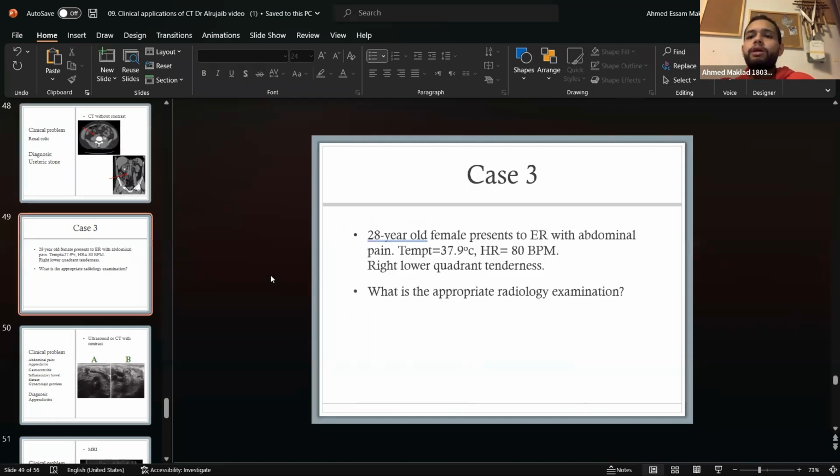Case number 3 is a 28-year-old female who presents to the ER with abdominal pain. Her temperature is normal, her heart rate is normal, and she has right lower quadrant tenderness. What would you order?